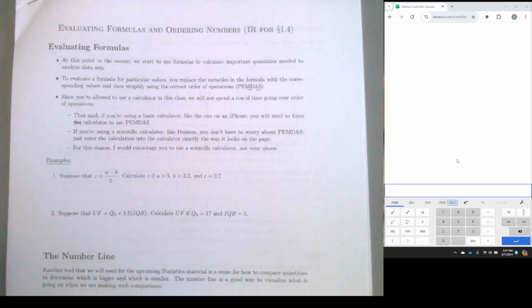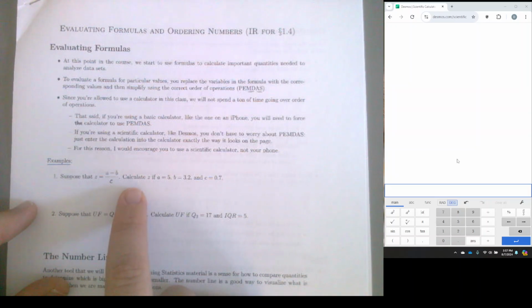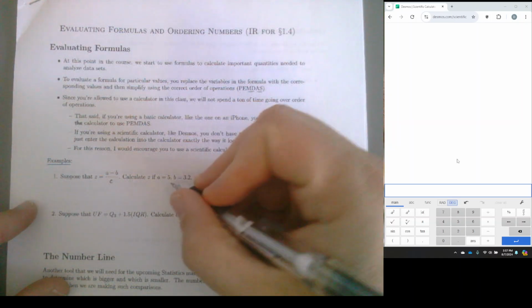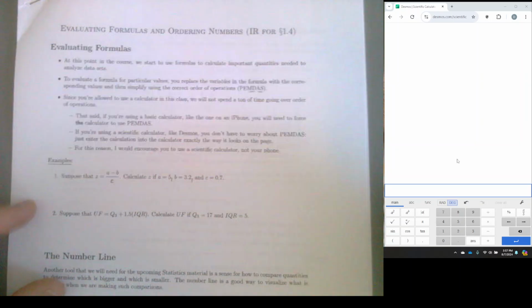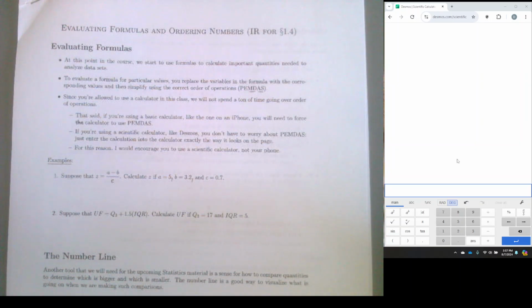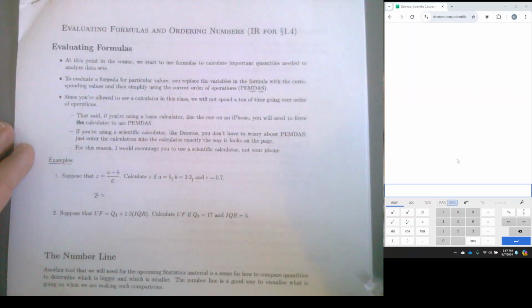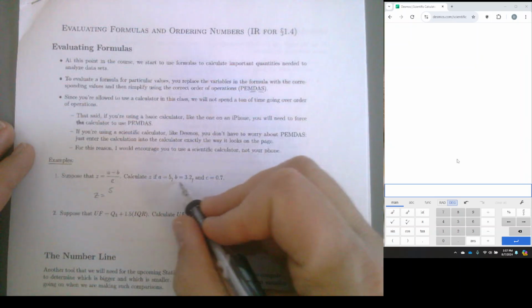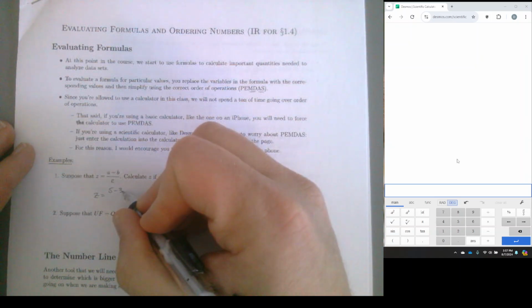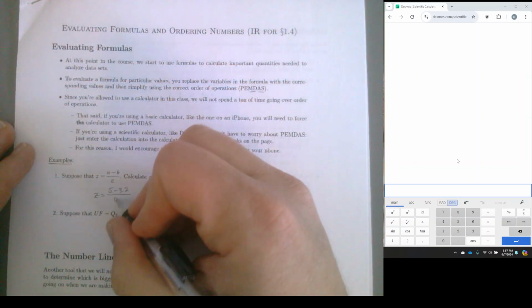So, example 1 says, suppose that z equals a minus b all over c. We're asked to calculate z if a equals 5, b equals 3.2, and c equals 0.7. So to do that, we would just plug those numbers in. We would say z equals a, they said to replace with 5, okay, b they said to replace with 3.2, and c they said to replace with 0.7.